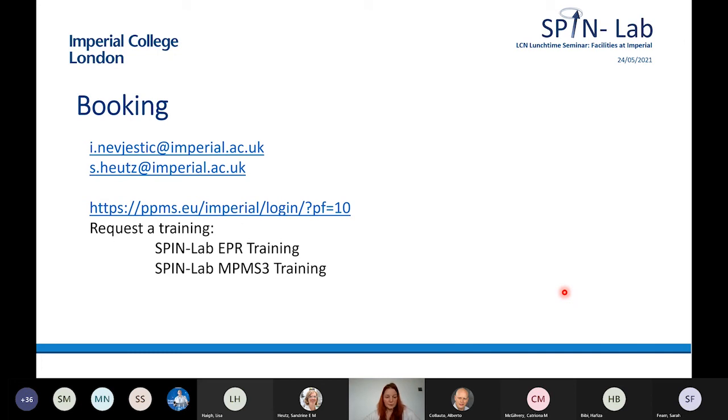Users can be trained to become independent users and to have more flexibility in scheduling and also performing experiments, but I can also do measurements for you if needed. Research groups are encouraged to have designated users to run samples for others within the group, and this is especially used for EPR measurements. And also all bookings can be done via the PPMS system, where users can also request EPR training or MPMS training. But yeah, if you have any questions, please contact me.